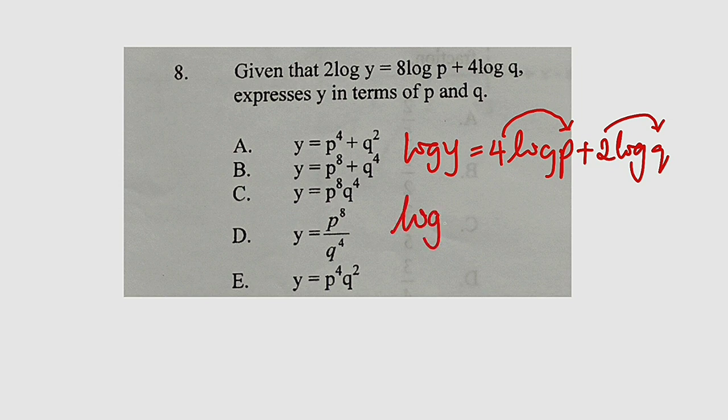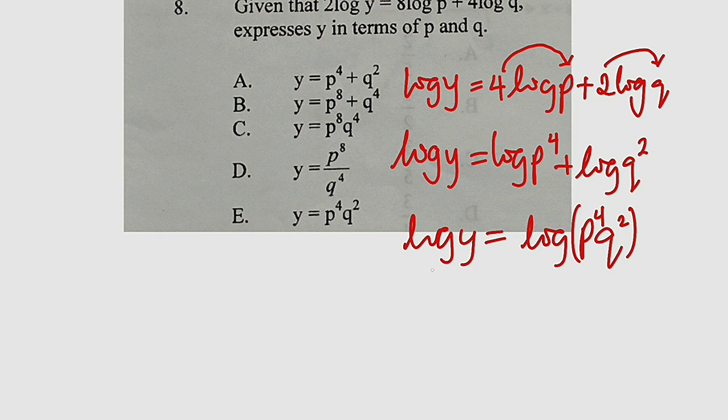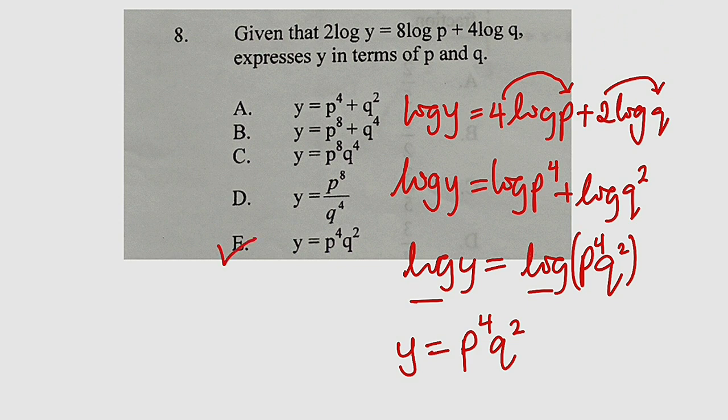So we have log of y here equal to log of p raised to the power of 4 plus log of q raised to the power of 2. Then since we have common bases to these logs, they are all in base 10. You can assign these 2 times a single log and multiply the arguments according to one of the laws of logarithm. So log of y is equal to log of p to the power of 4 times q squared. And since we have common logs, we can cancel them and equate the arguments. Finally, y is equal to p to the power of 4 q squared, which is option E.